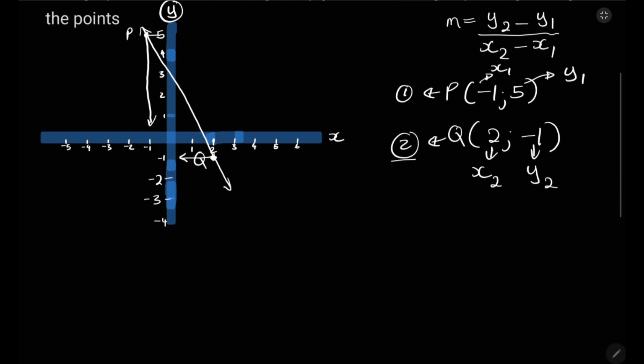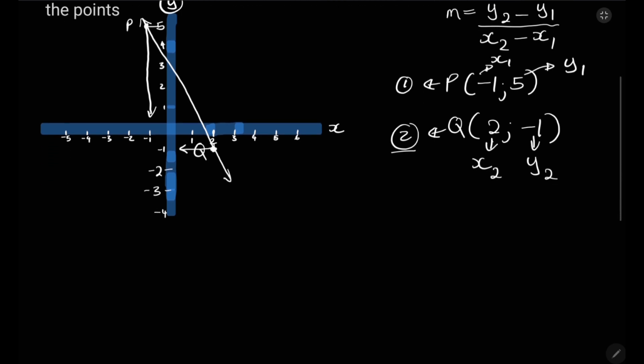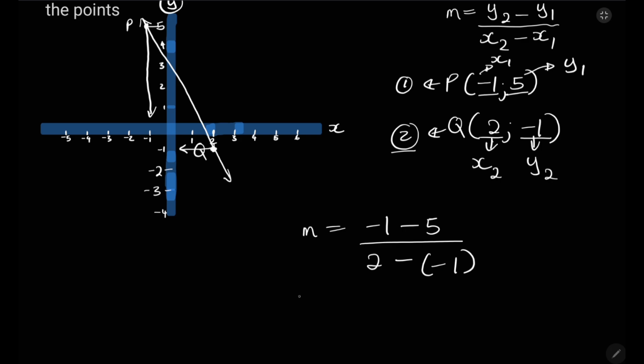Now let's substitute into our gradient formula. Remember, m is equal to y2 minus y1 all over x2 minus x1. So our small m is equal to y2, our y2 is negative 1. Negative 1 minus y1, y1 is 5, all over we have x2, your x2 is 2 minus negative 1, which is your x1. So let's put it in a bracket, negative 1. So when you punch this in a calculator, your m should be negative 2.